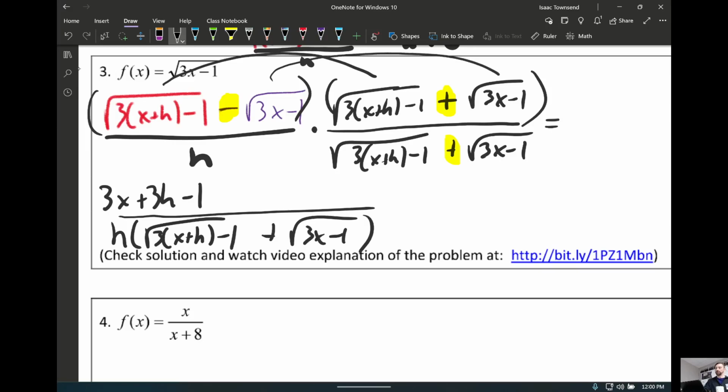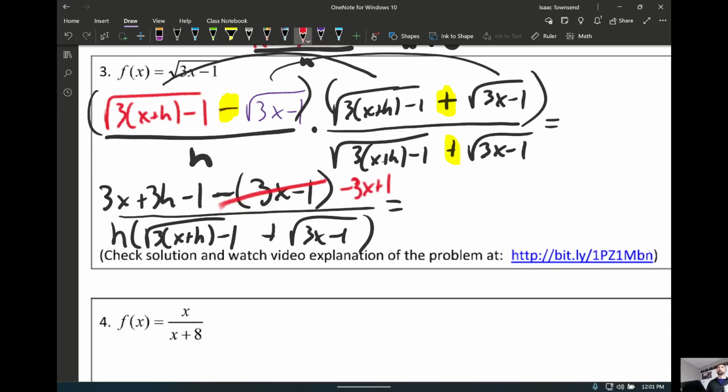And then the last part of FOIL, the square root of 3x minus 1 times the square root of 3x minus 1 would be 3x minus 1. But one is positive, one is negative. That means the 3x minus 1 is negative. Be careful not to just make the 3x negative. It's the whole 3x minus 1 that's negative. Okay, I'm going to go ahead and distribute this negative though and just change this to minus 3x plus 1.